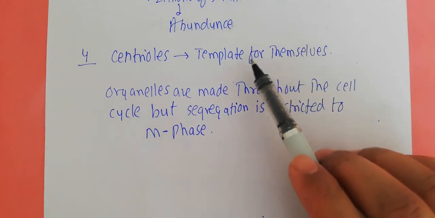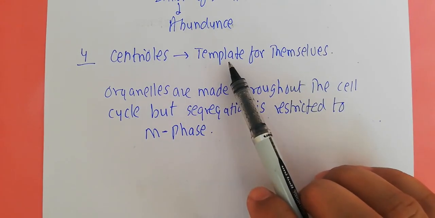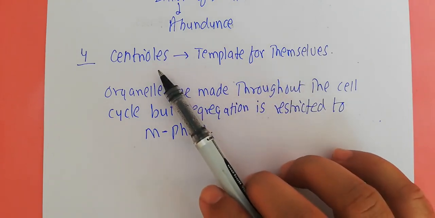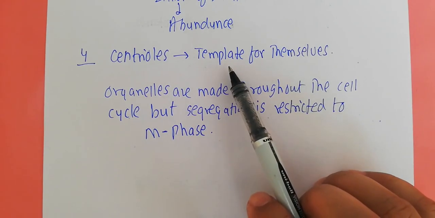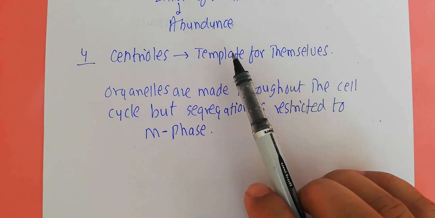The most mysterious organelle is the centrioles. Scientists say that centrioles are actually working like a template for themselves. Just as DNA works like a template for itself, the centrioles work as a template for themselves. But we do not really know the actual mechanism of how these centrioles are going to divide during the cell cycle. That means if a centriole is there, you can divide it. If there is no centriole, you cannot make centrioles in the cell.